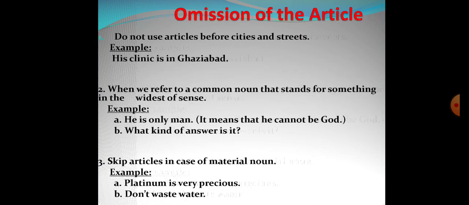Now we will discuss the omission of articles. We do not use articles before cities and streets. Like we never say I live in the Jamshedpur. We say I live in Jamshedpur. Similarly, in the example, his clinic is in Ghaziabad.